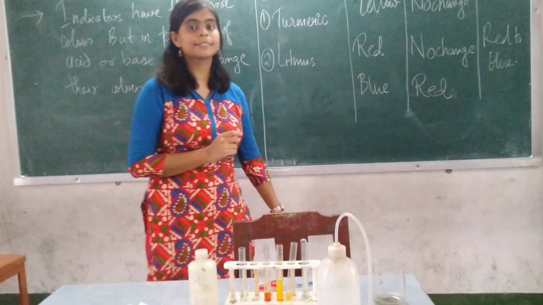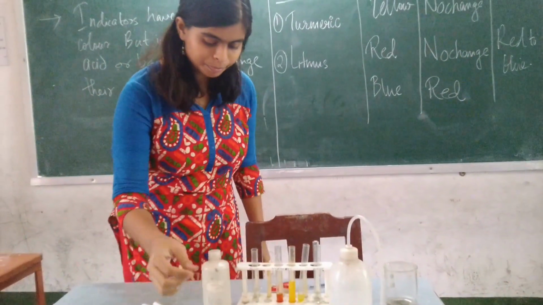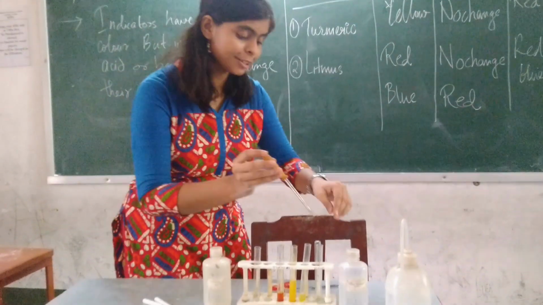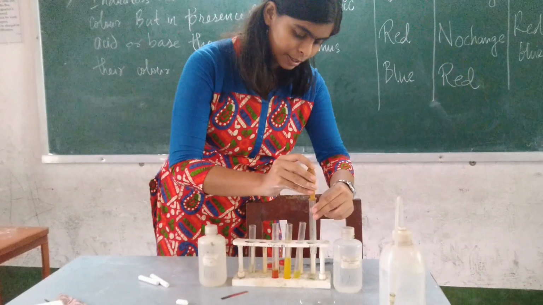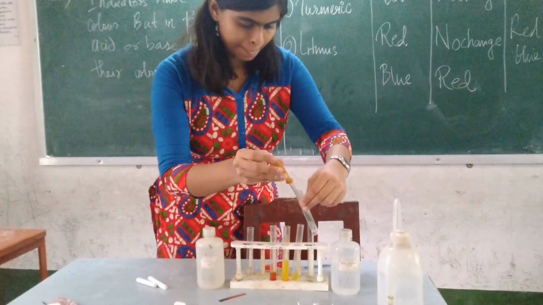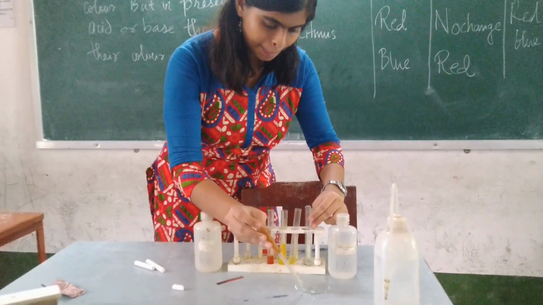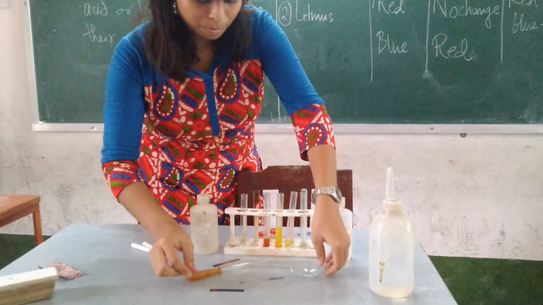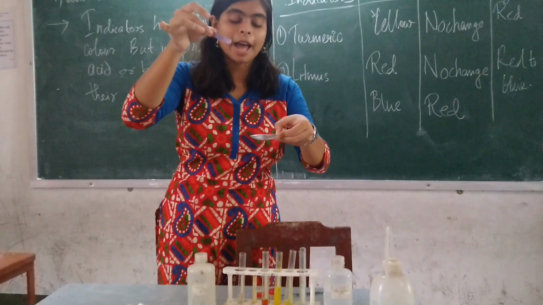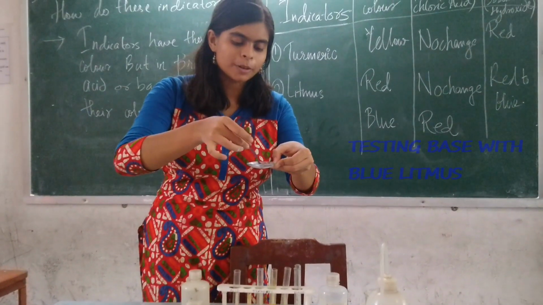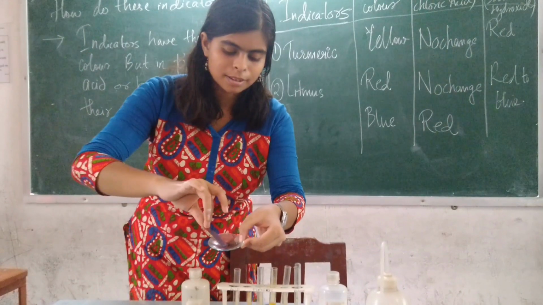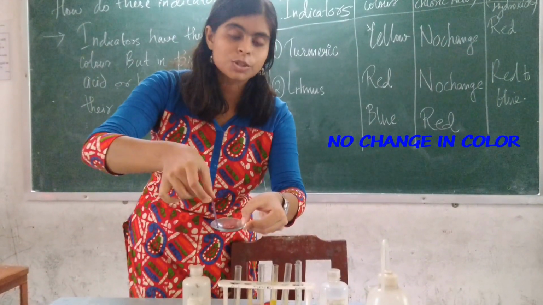Now what happens if it is a base? Let's see in presence of base what color change the blue litmus paper shows. This is blue litmus paper. Now I will put this in base. Can you see any color change? There is no color change.